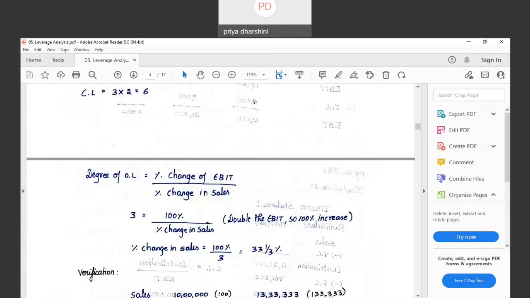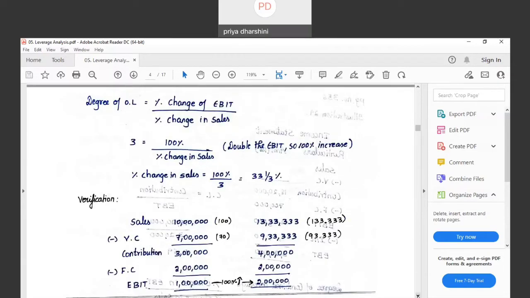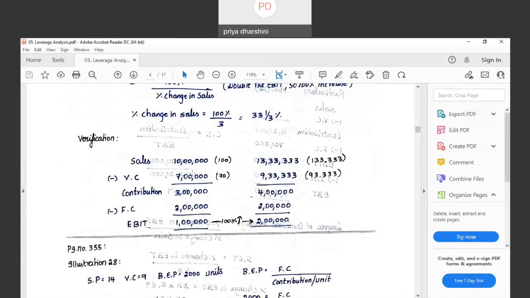But just for your satisfaction, I have done the verification as well. How much is sales? It was given earlier. This is the past income statement. Sales was 10 lakhs. Variable cost is 7 lakhs. Contribution is 3 lakhs. Fixed cost is 2 lakhs. EBIT is 1 lakh. I stop with this because I am now bothered about the 33 1/3% change in sales. Let me check this.